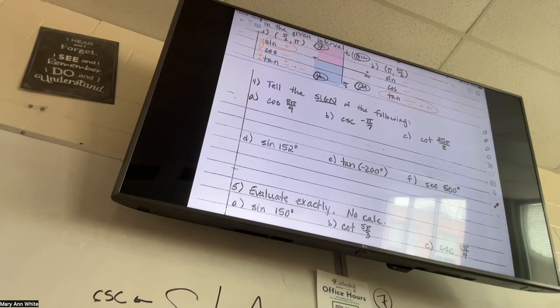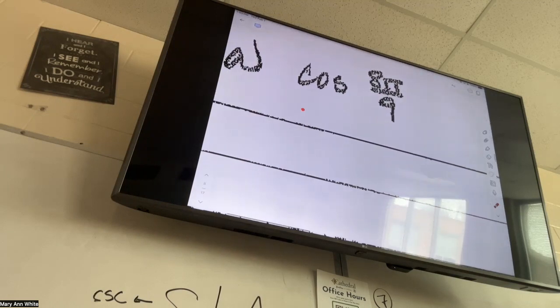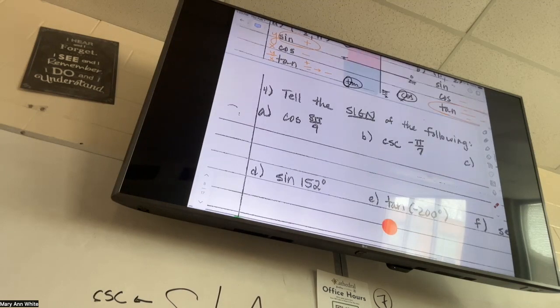Perfect. Now, on number 4, those are not angles that are on your unit circle. You should not have 8 pi over 9 on your unit circle. However, we are just worried about what quadrant they would be in and what sign they would have. So even if it's not a perfect one that we're used to, if it's in the second quadrant, we can use our second quadrant rules now, okay? So let's look at that one. We're just doing some estimating. I don't even care really what the angle is. I just want to know what quadrant it'll be in.